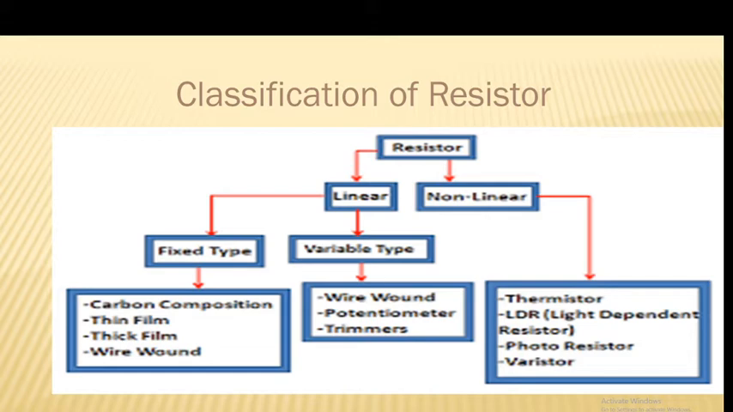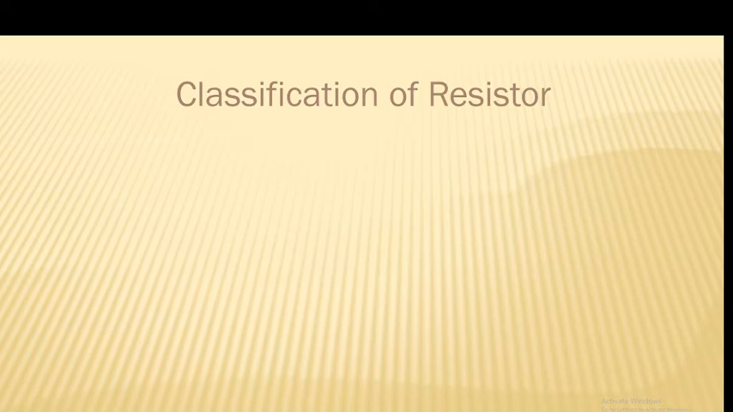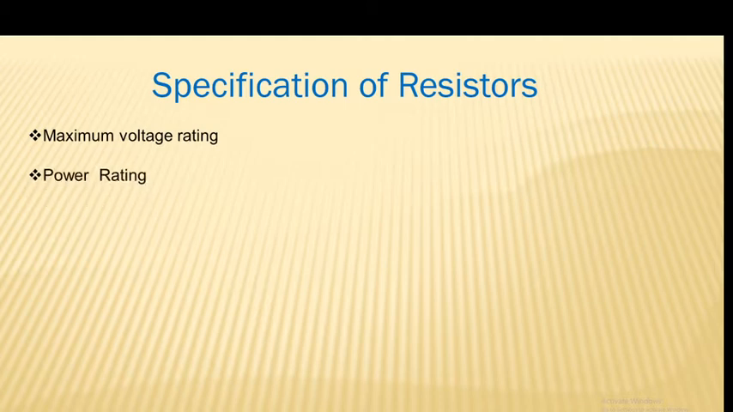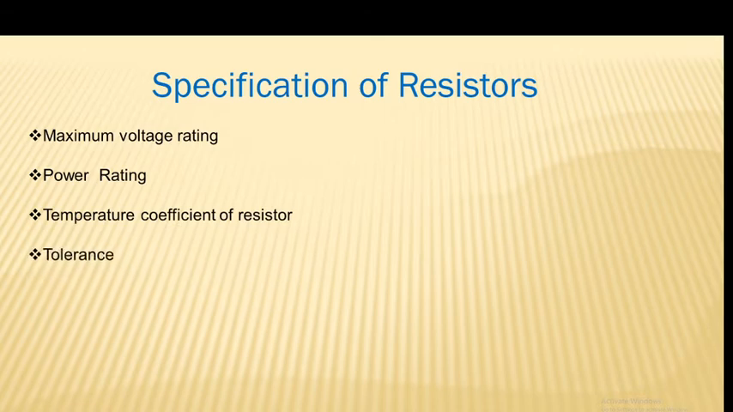Non-linear resistor. Non-linear resistor is that resistor where, when voltage is applied, current does not increase linearly with the increase in applied voltage. Non-linear resistor is further classified as thermistor, light dependent resistor, photoresistor and varistor. Specifications of resistor. Whenever one selects the resistor for a specific circuit or specific application, that user must know the specification.